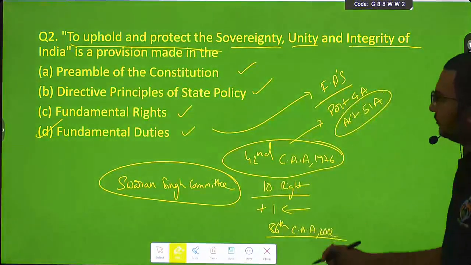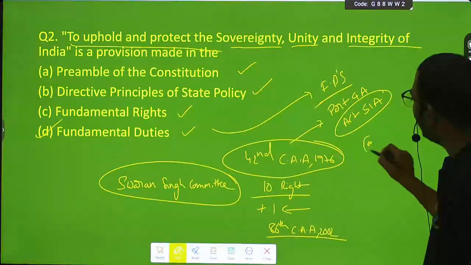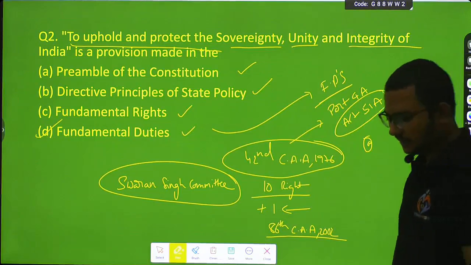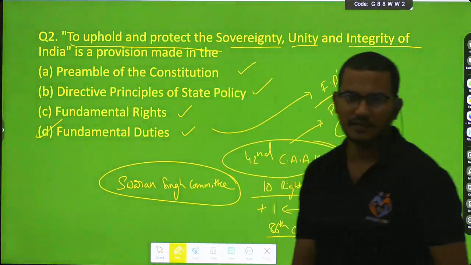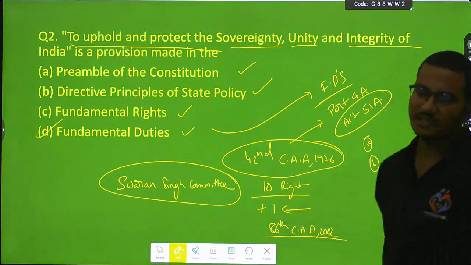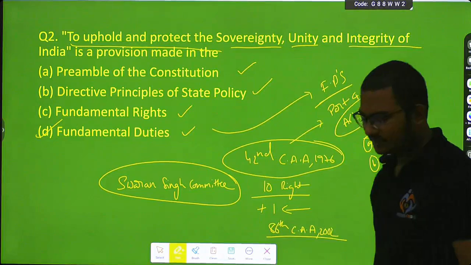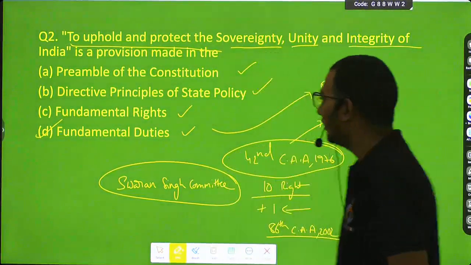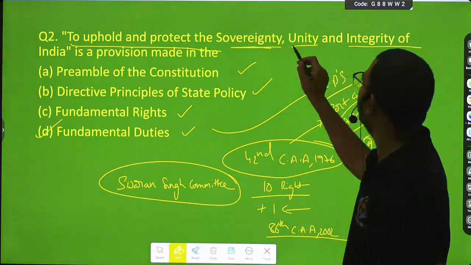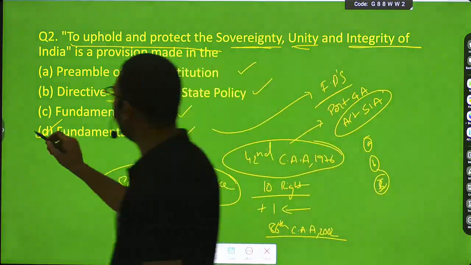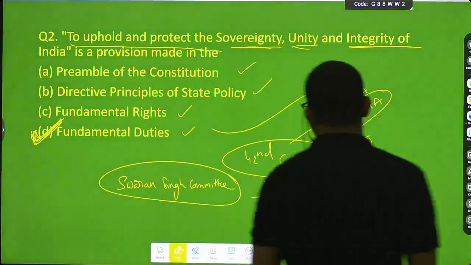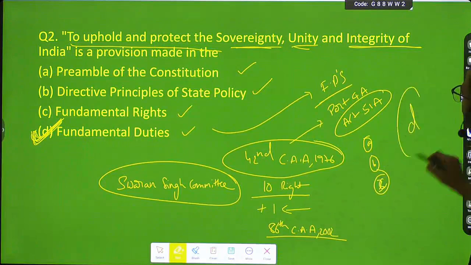So only these things you need to remember, and along with that you need to remember all the fundamental duties. Okay, so the first one is to abide by the constitution and to respect its ideals, institutions, national flag, national anthem. Okay, and the second one is to cherish and follow the noble ideas which inspired our national struggle for freedom. And the third one is to uphold and protect the sovereignty, unity and integrity of India. So this is part of fundamental duties. So you have to remember all the 11 fundamental duties. So the answer for your second question is option D.